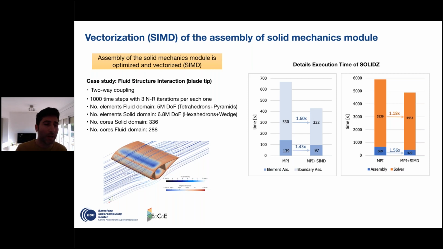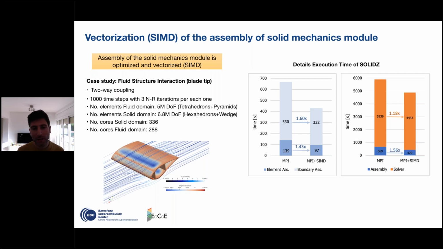This case study is a two-way coupling. We perform only 1,000 time steps in order to evaluate the computational cost part of the model. And we are using different numbers of cores for each code instance for the solid and for the fluid domain. So let's take a look into the figures.